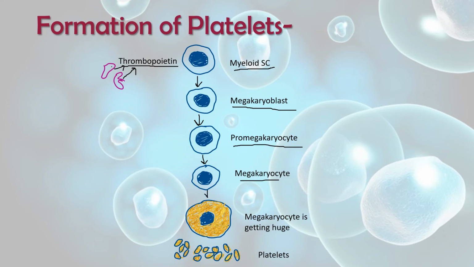And from this, multiple duplication of DNA takes place inside the nucleus. But in this case, no cytoplasmic division occurs. That's why this cell has such a huge size. That's why it's called megakaryocyte. It has a big size.